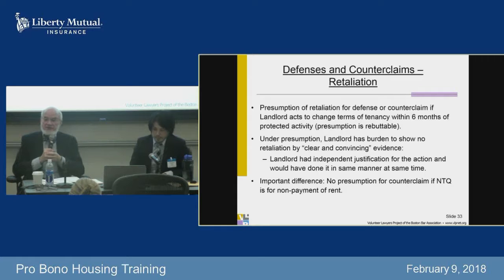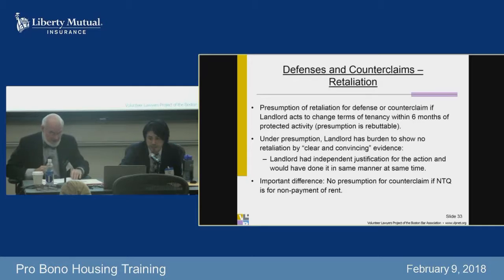As we said, this is a freestanding defense, so even in a fault eviction, if it's retaliation and the landlord can't prove otherwise, the tenant has a defense to eviction. As a monetary claim, the tenant's entitled to her actual damages or a minimum of 1 to 3 months' rent. It's the judge's discretion about whether it's 1, 2, or 3 months' rent. But if it's actual damages, the tenant gets more, and there are also attorney's fees that come with those. Any questions about retaliation? Milton?